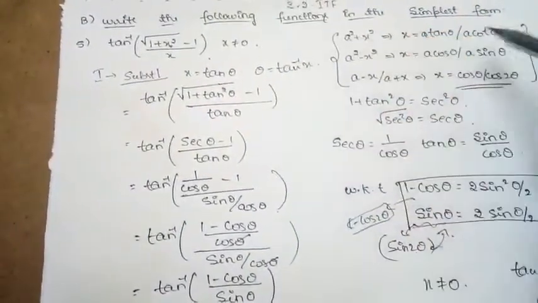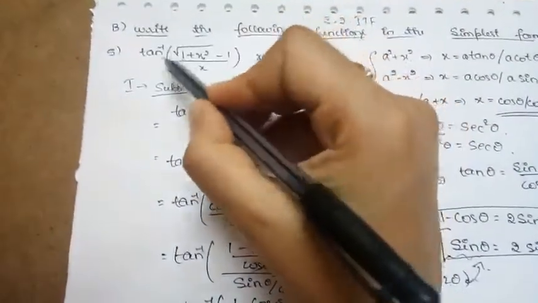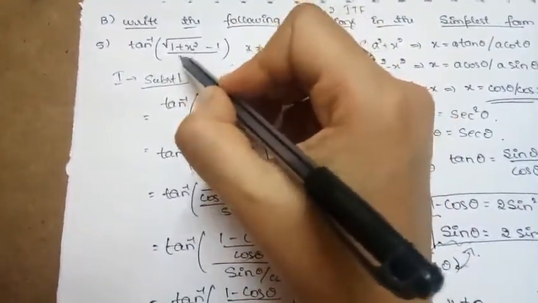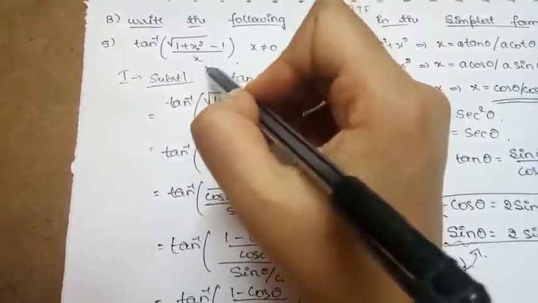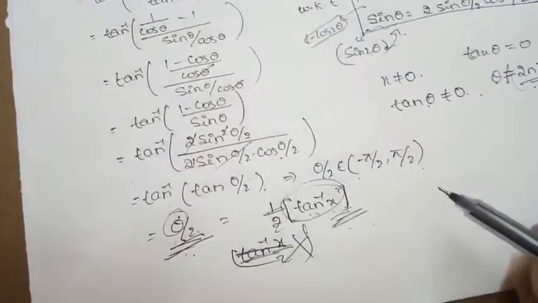So this is how we deal with simplifying the given question into the simplest form. The simplest form of tan inverse of (square root of 1 plus x square minus 1) by x is 1 by 2 tan inverse of x.